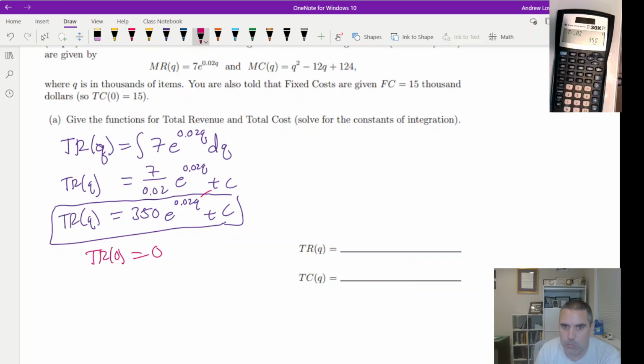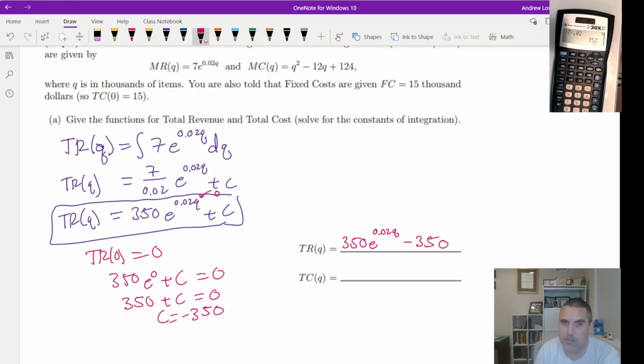So it's telling you when you plug in 0, you should get 0. But when you plug in 0, you get 350 e to the 0 plus c is 0. But e to the 0 is not 0. So you get c is negative 350. And that's what you type in here. So this is going to be 350 e to the 0.02q minus 350. And that happened quite a few times in the homework. It's just easy to forget in the middle of doing an exam.